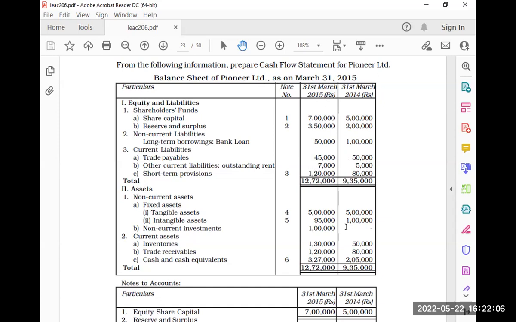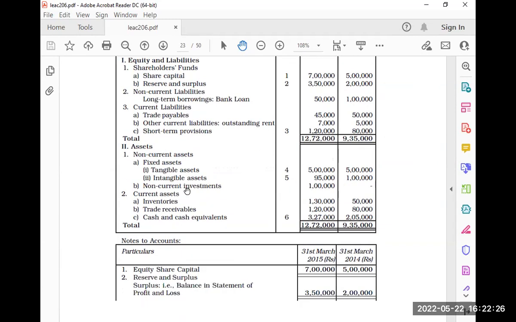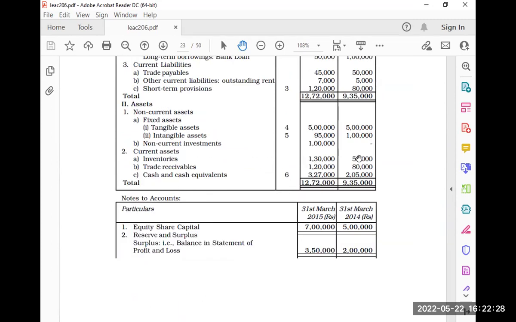Next one, other current liability, that is outstanding rent, is increased from 5 to 7. 2,000 increase. Increase in current liability. Next one, provision is increased or decreased? Increased by 40,000. Similarly, current asset, you see, inventory increased, trade receivable increased from 80 to 120. Cash we should not touch because that is going to be D and E.